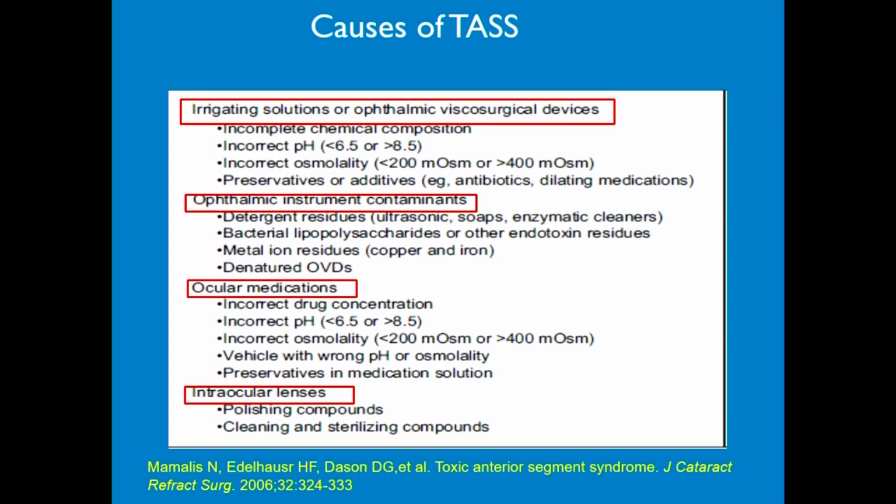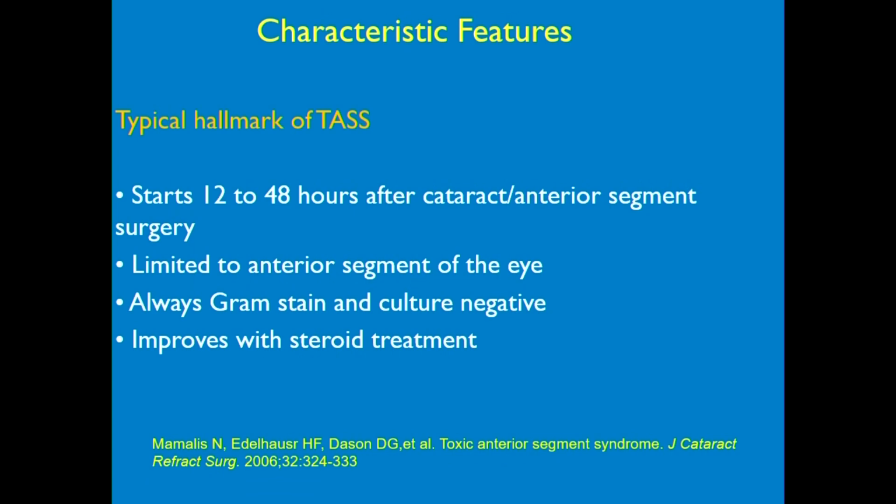There could be contaminants on the ophthalmic instruments, detergent residues or bacterial lipopolysaccharides, denatured OVDs, which are very common, often overlooked causes of TASS. Sometimes with ocular medications, you might use the incorrect drug concentration, incorrect pH, or the wrong vehicle. Sometimes the make itself could be the cause, if it's a new or local company which is very cheap and hence has been used, then there's a risk of TASS. And less common ones nowadays, like polishing compounds of intraocular lenses and the cleaning and sterilizing compounds used for these lenses.